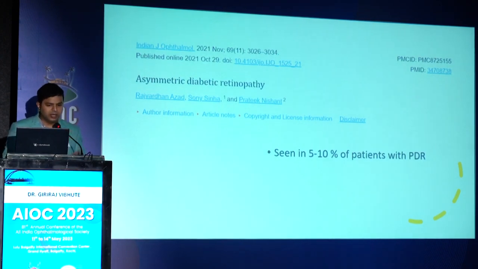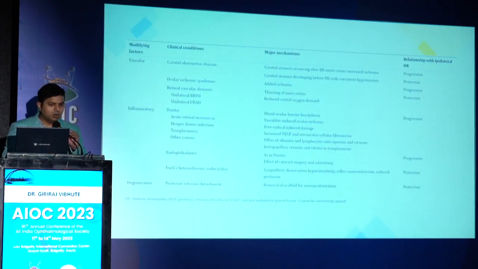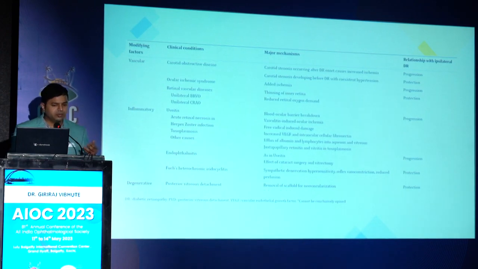Again, in this beautiful article by Azad sir et al., they mention causes. Look at how carotid obstructive disease affects the progression of PDR. If it is occurring before the onset of DR, it is protective. If it is occurring after the onset of DR, it is causing a further increase in the ischemia and it leads to further progression of the DR.